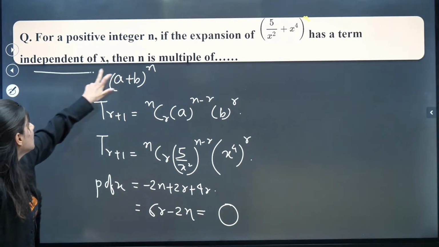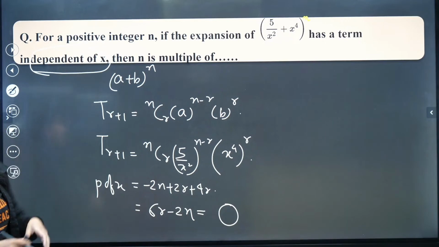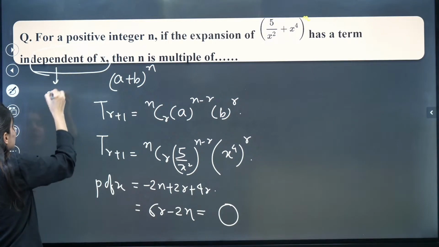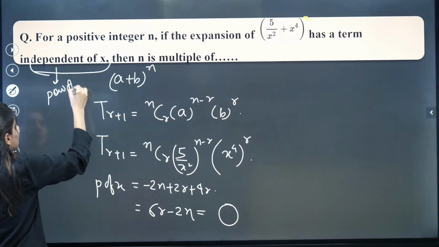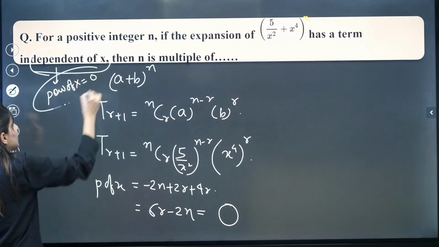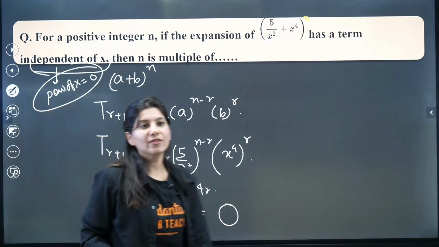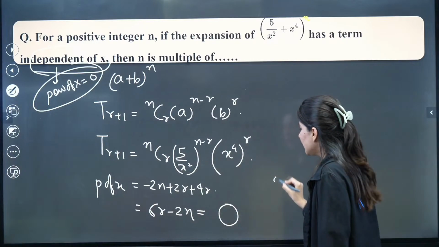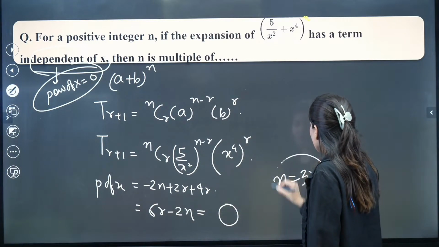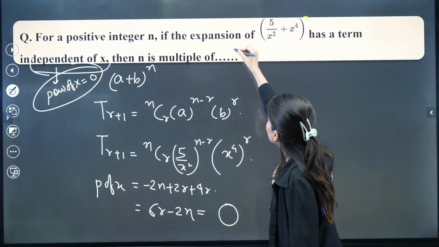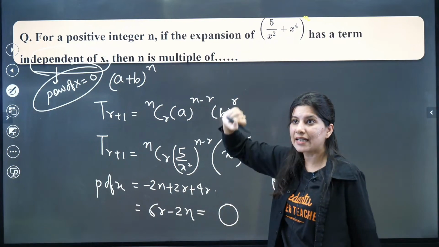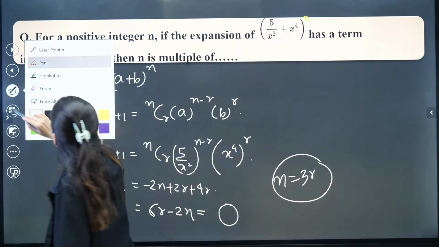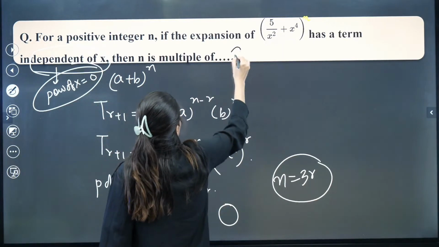Only term independent of x means what? This means that the power of x should be equal to 0. So eventually the final power of x becomes 0. So clearly n is equal to 3r. So n is a multiple of 3. 3 is the correct answer. Yes, n is a multiple of 3.